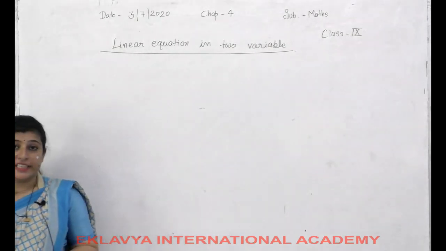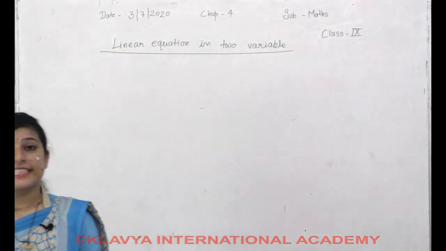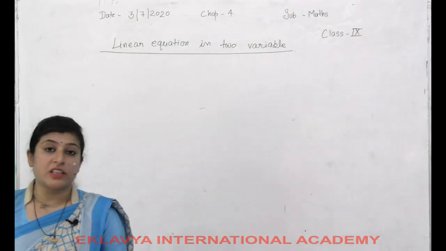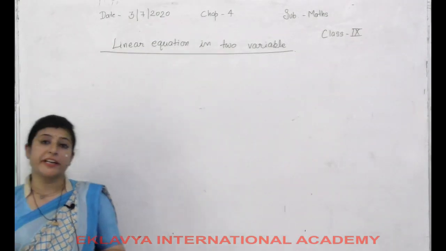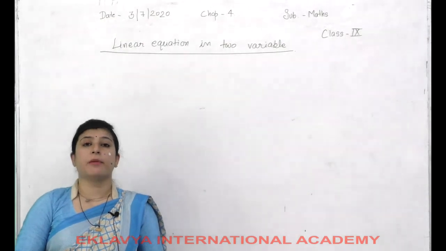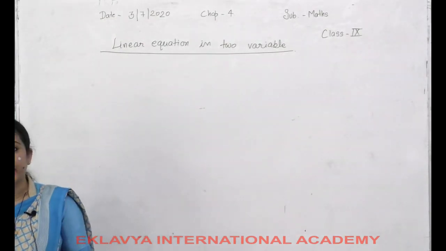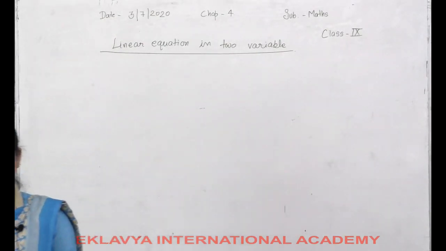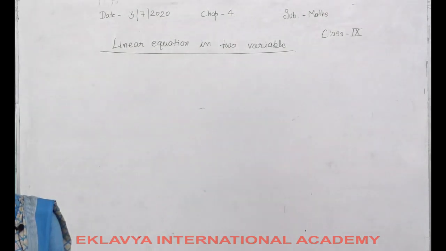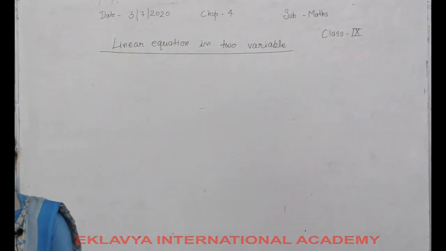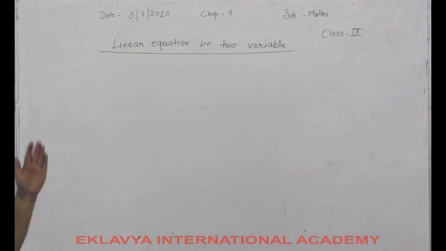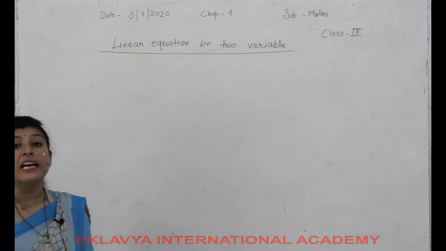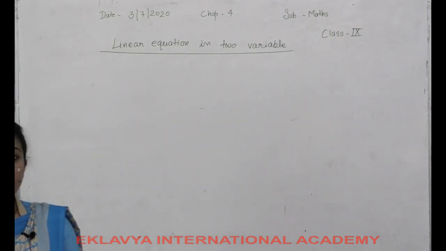Good morning, students. In our last lecture, we discussed chapter 3, that is coordinate geometry. We studied abscissa, ordinate, Cartesian plane, coordinate axis, and how to plot a point on the graph. Now we will use this concept in chapter 4, that is linear equations in two variables.